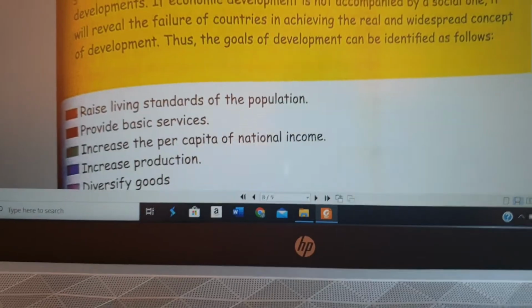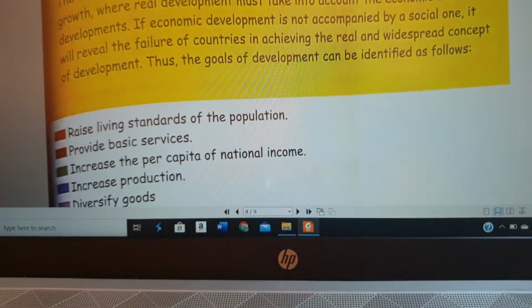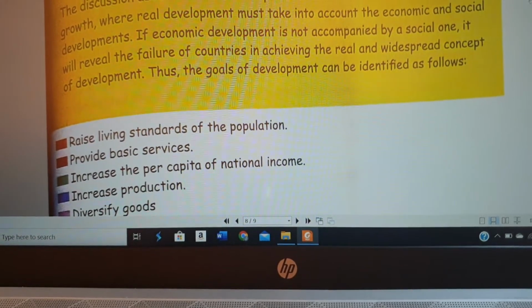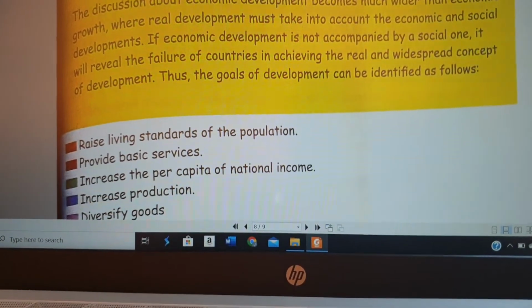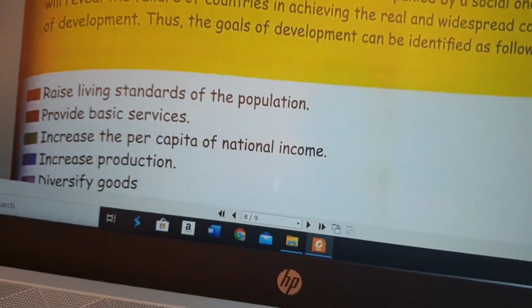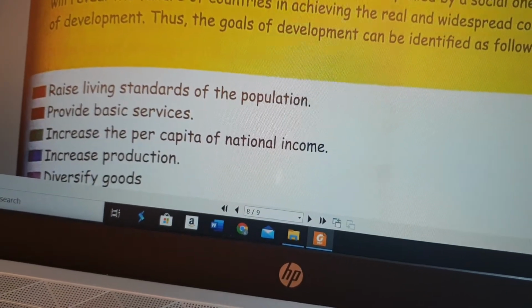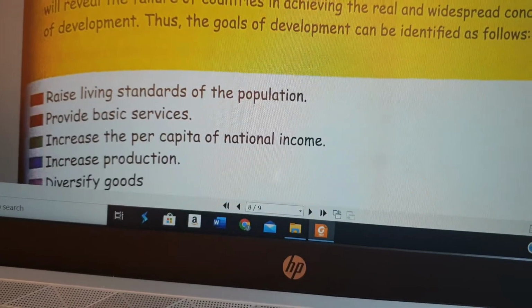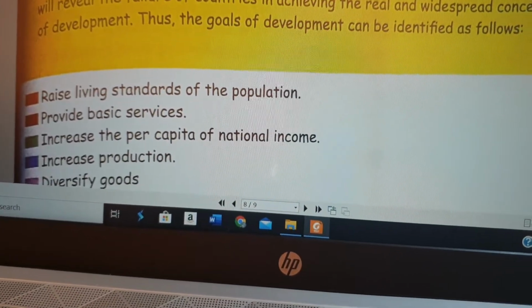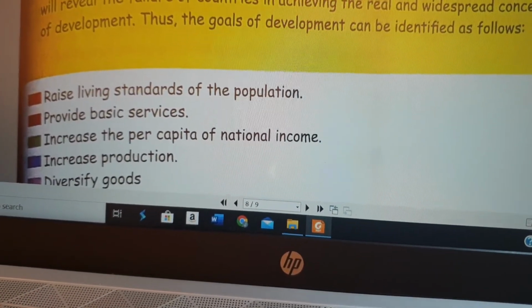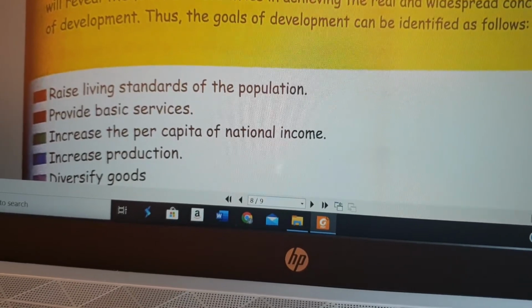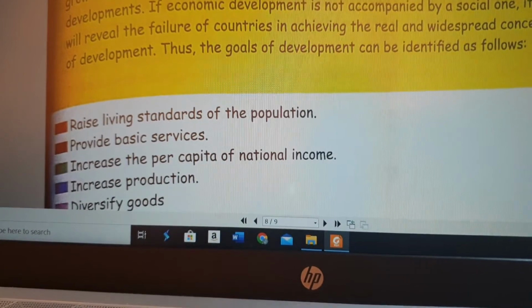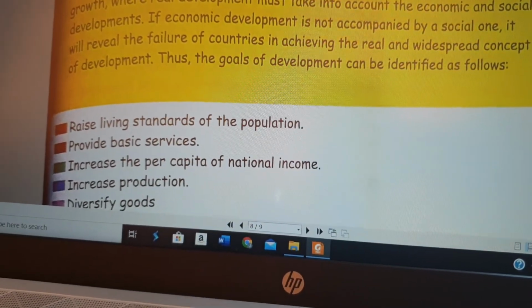Why does each country try to have a strong economy? They are looking for many reasons. Number one, raise the living standards of the population, provide basic services, increase the per capita national income, and increase production and diversity of goods. Okay, my friends, by this, inshallah, we finish the first lesson for this week.